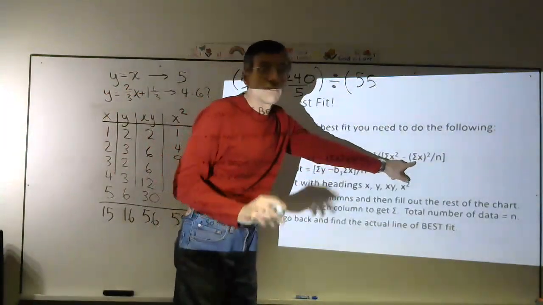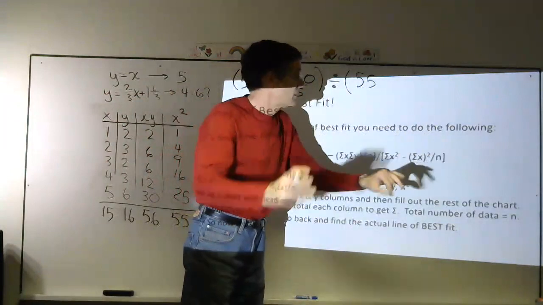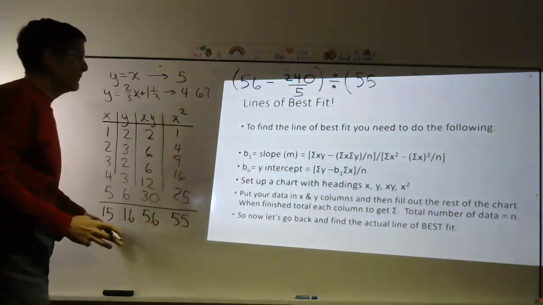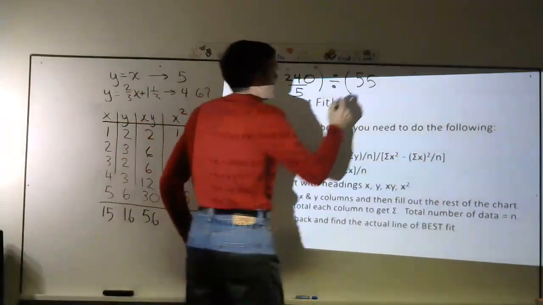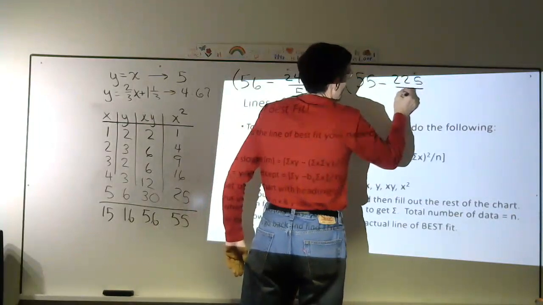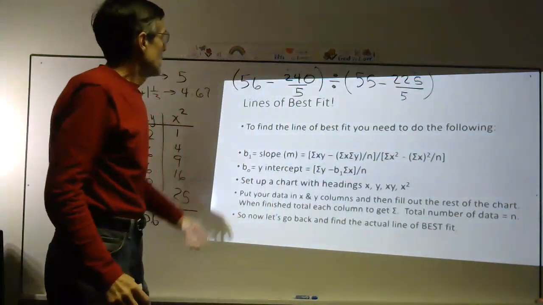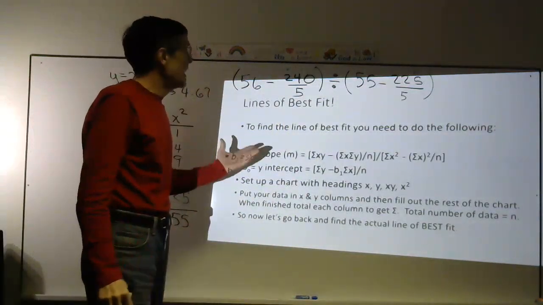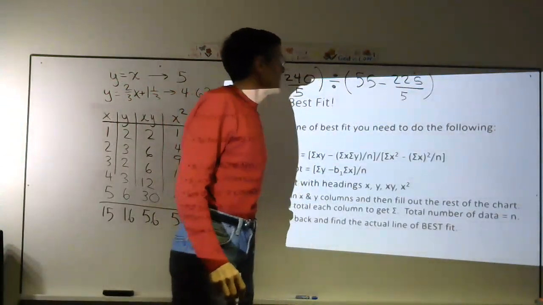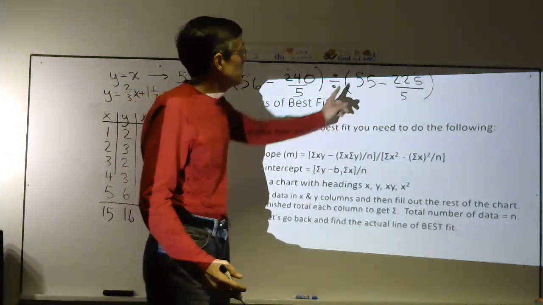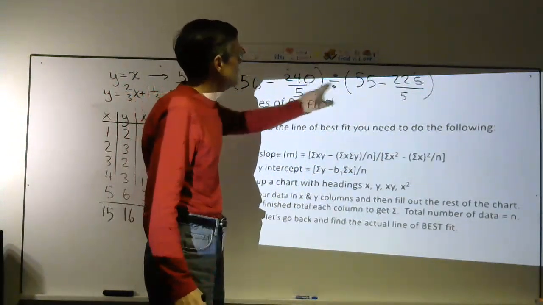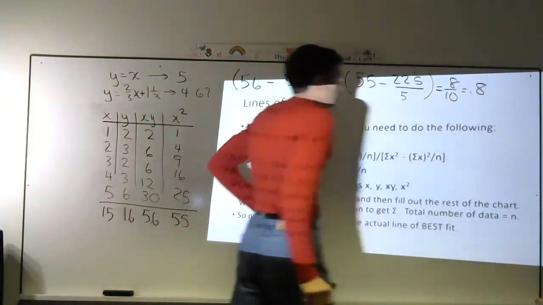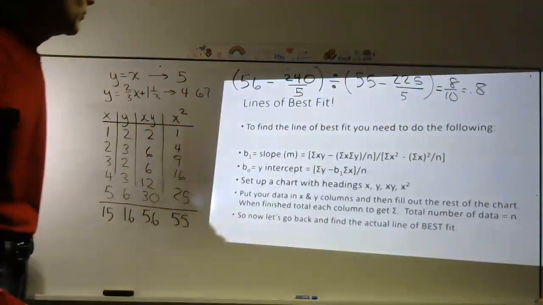Now look, this is the summation of the x's squared. This one is different from this one. So I've got to take the summation of the x's, 15, square it, which is 225, and divide by 5. Okay? 240 divided by 5 is 48. 56 minus 48 is 8. 225 divided by 5 is 45. 55 minus 45 is 10. So this was 8 divided by 10, or 0.8. That's just the slope.